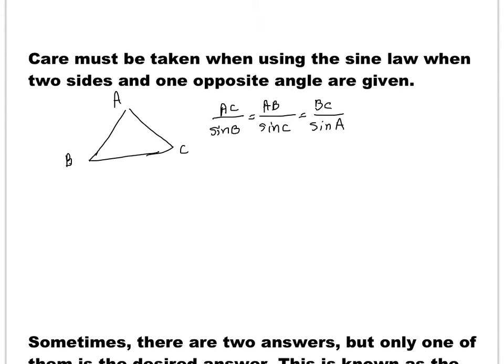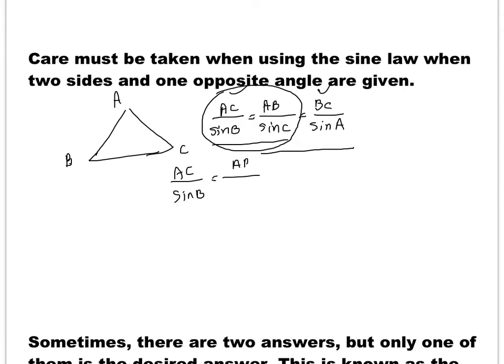Now, when you want to use the sine law, you always take two of these ratios, either these two, or these two, or this one and this one together, and you try to solve for one of the unknowns. In the case that the unknown is an angle, let's say we take these two ratios and we try to solve for angle B. So here we are going to say AC over sine B is AB over sine C.